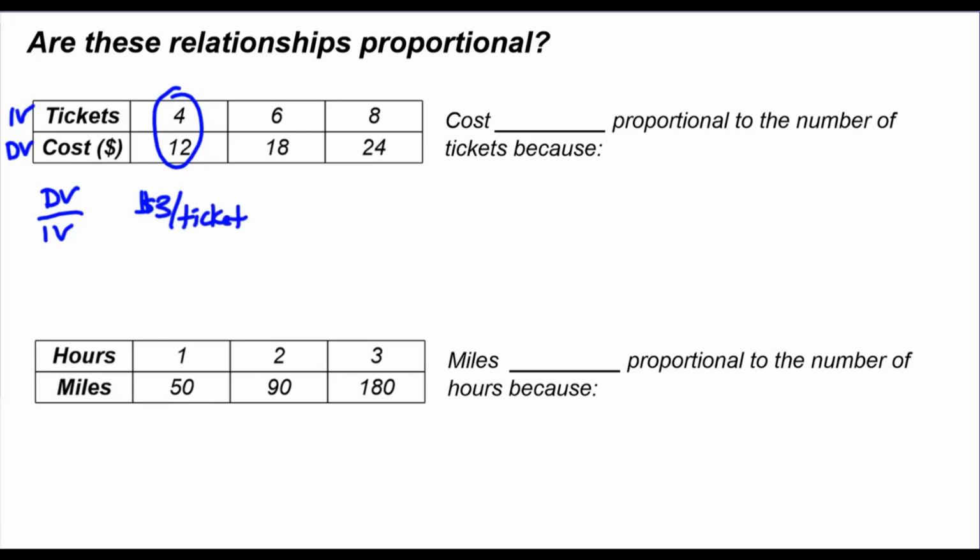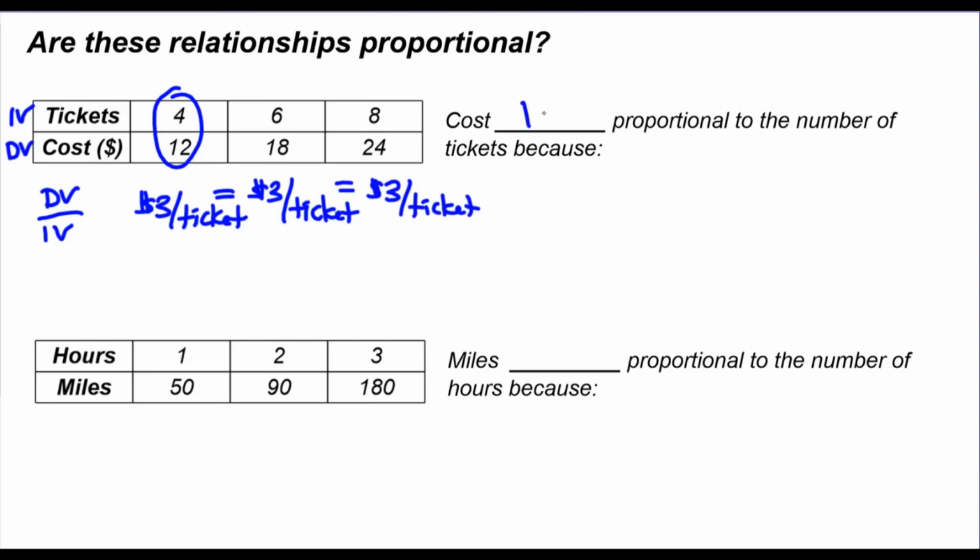Next one, I have $18 for 6 tickets. That's going to be 18 divided by 6, and that's $3 per ticket. And lastly, it's $24 for 8 tickets. So 24 divided by 8 is $3 per ticket. So you can see that the unit rate here is unchanging. These are all equal. It's always $3 per ticket.